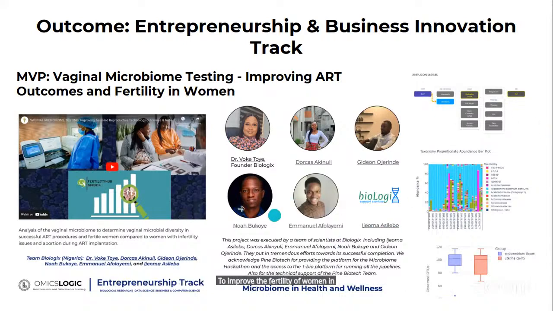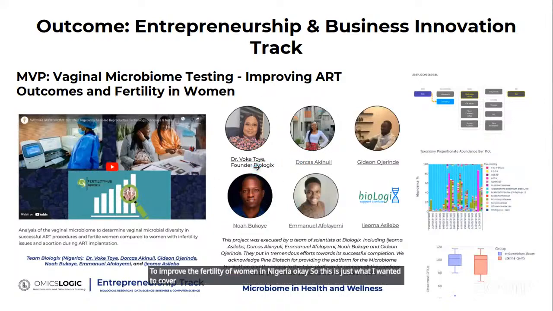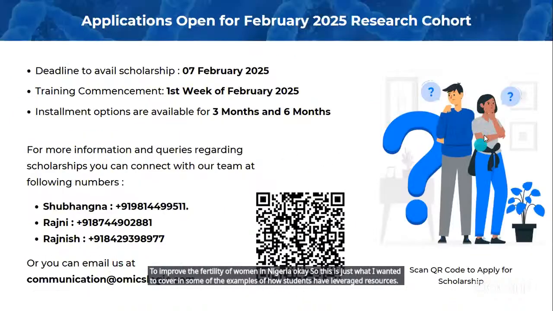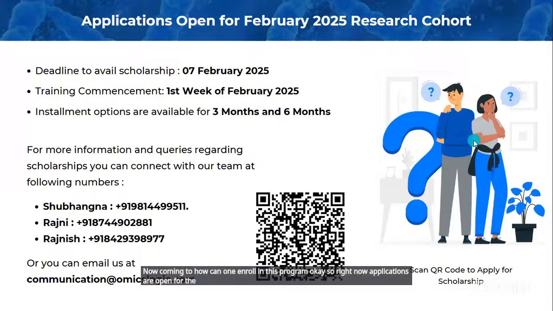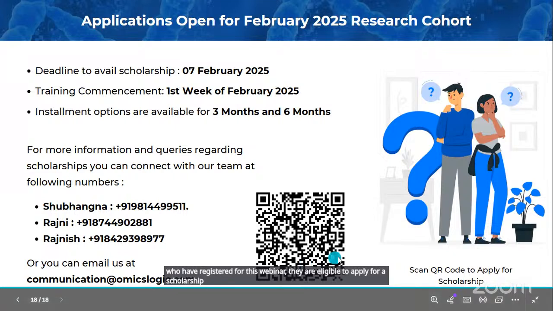Okay, so this is just what I wanted to cover in some of the examples of how students have leveraged the resources. Now coming to how one can enroll in this program. Right now applications are open for the February 2025 research cohort. And participants who have registered for this webinar are eligible to apply for a scholarship. So here we have displayed the QR code. You can also scan this QR code, and we'll also share the link to the scholarship form.